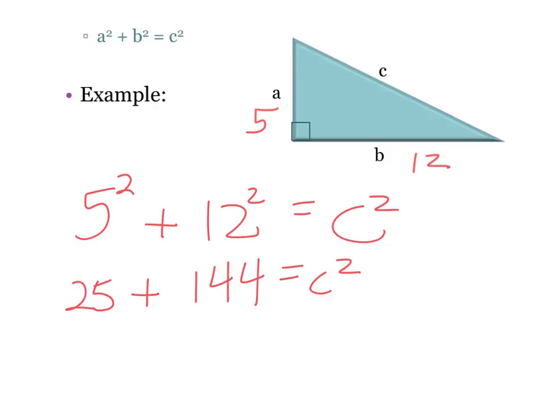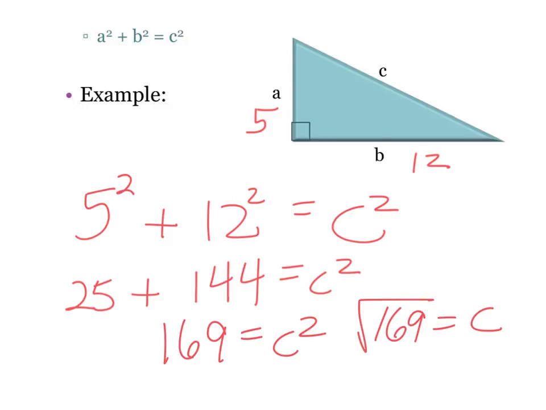Okay? Add those together. So 144 plus 25 is 169 equals C squared. Now we're not done. We want to know what C is, not C squared. So what we'll do is we take the square root of both sides. So we say the square root of 169 equals C, which, by the way, is that little square root button on your calculator. It's 13 equals C. So we'd find that C is 13 by using Pythagorean's theorem.